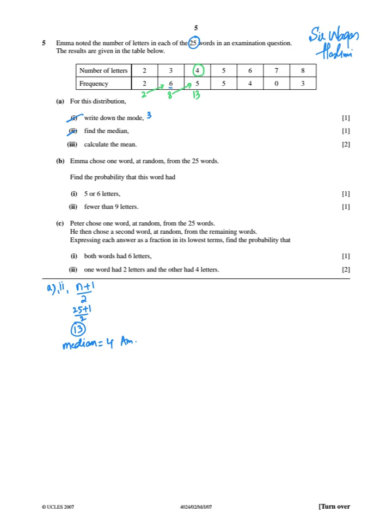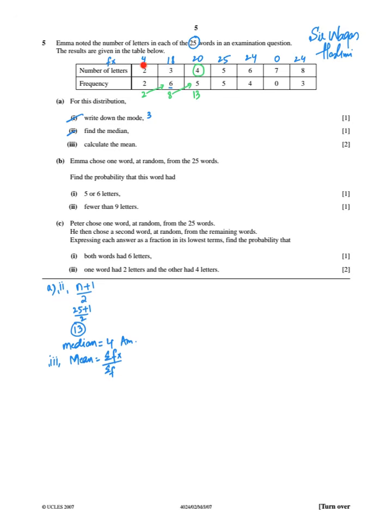Alright, for A part 3 we need to find out the mean. Alright, the working formula for mean is summation of fx divided by summation of f. So we need to find fx here. So I will multiply these two, f into x. So 2 2s are 4, 6 3s are 18, 5 4s are 20, 5 5s are 25, 4 6s are 24, 0 into 7 is 0, and 8 3s are 24.